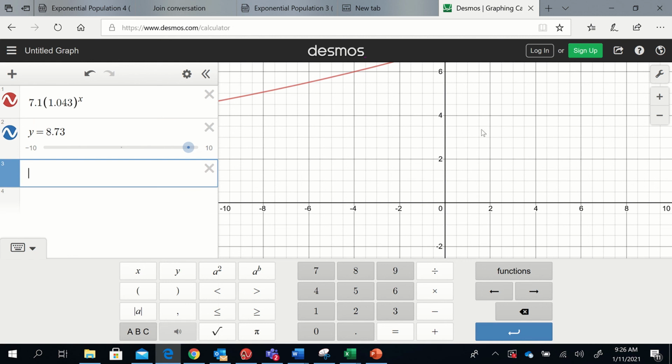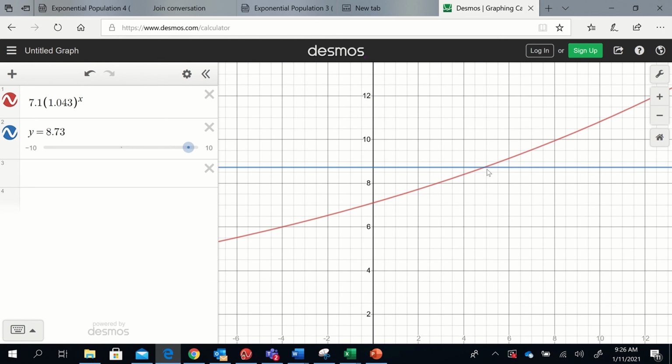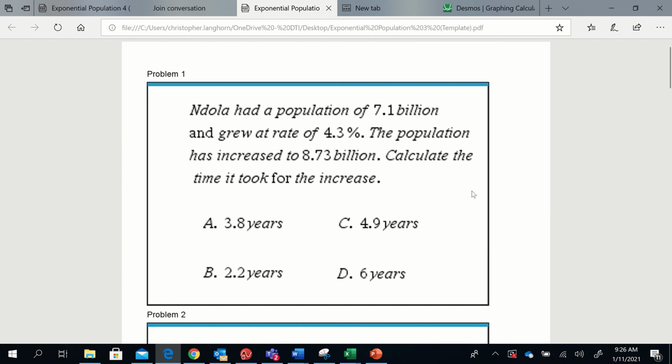Now it is home, so I'm going to scroll up to see where the two cross. Here's the intersection, and I want to see that intersection point. When you look at it, it gives me 4.909. I need the x value, not the y value. So if I go back here, I need 4.909, and you can clearly see if you round this, the answer is going to be C, 4.9.